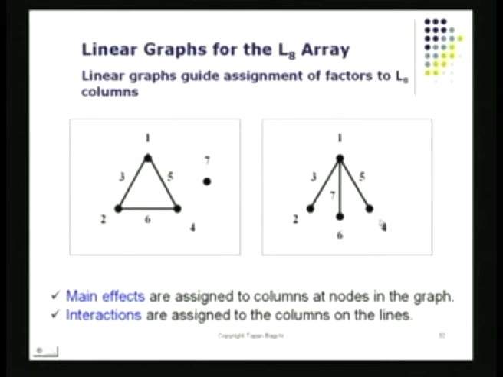I could do the column assignment slightly differently. If I assign factor A to column 1, factor B to column 2, factor C to column 4, factor D to column 6, I'll be able to study the interaction between A and B by looking at column 3, and so on and so forth. So these are linear graphs that make it easy for us to recognize where the interactions are going to be. And thereby I can do my calculations to find main effects and also some interaction effects.